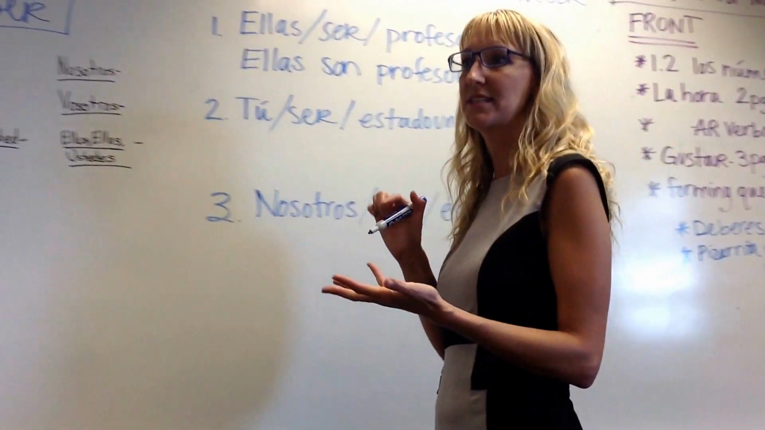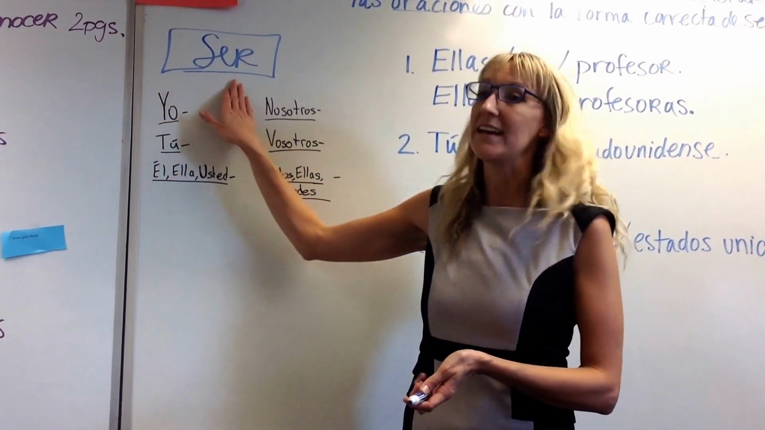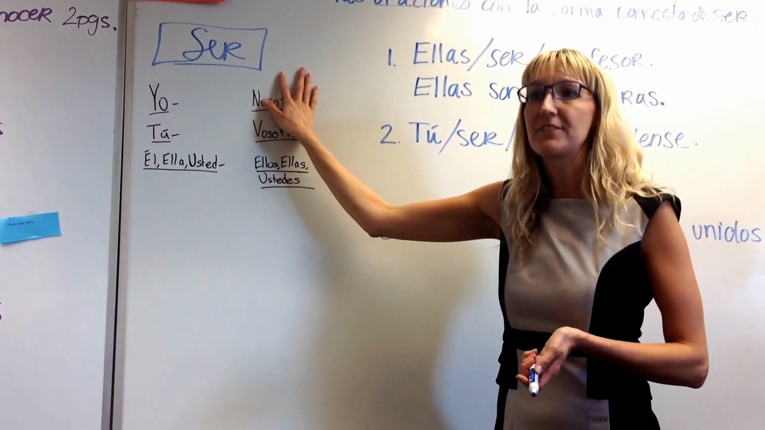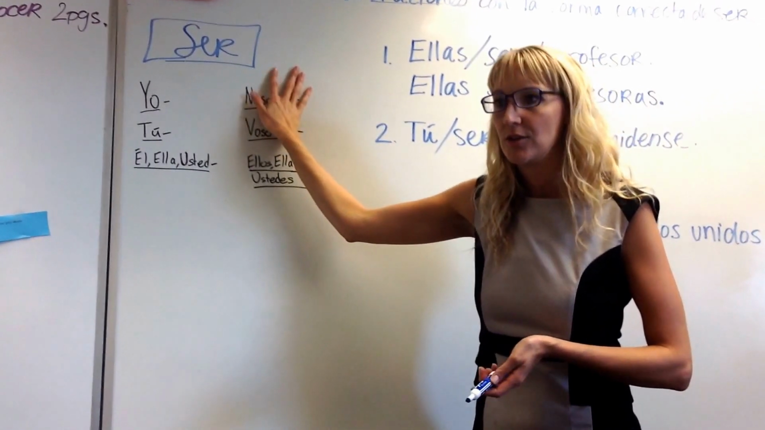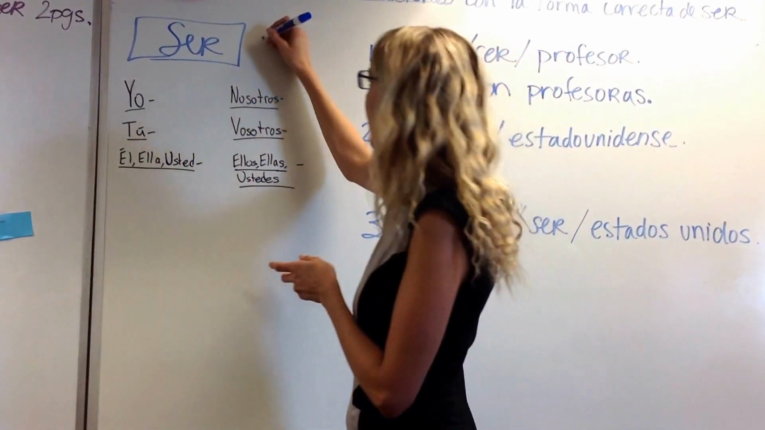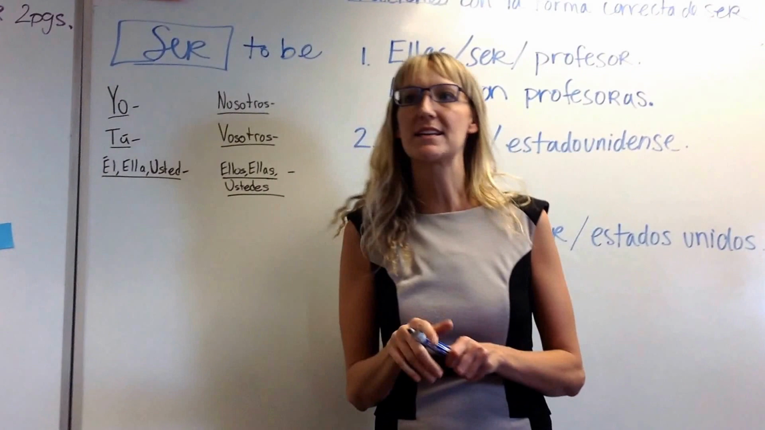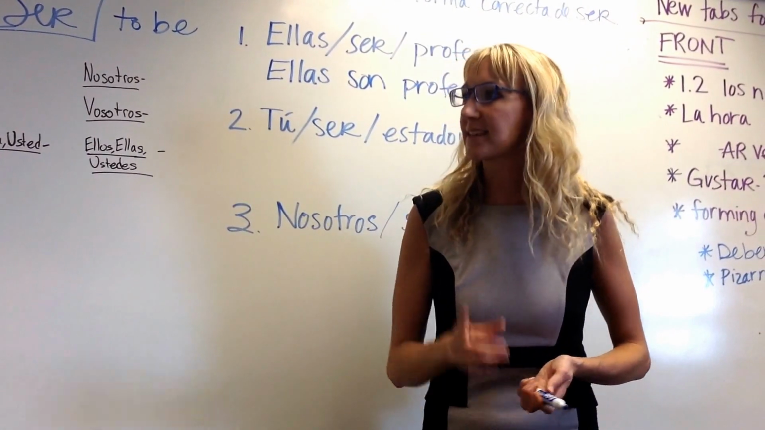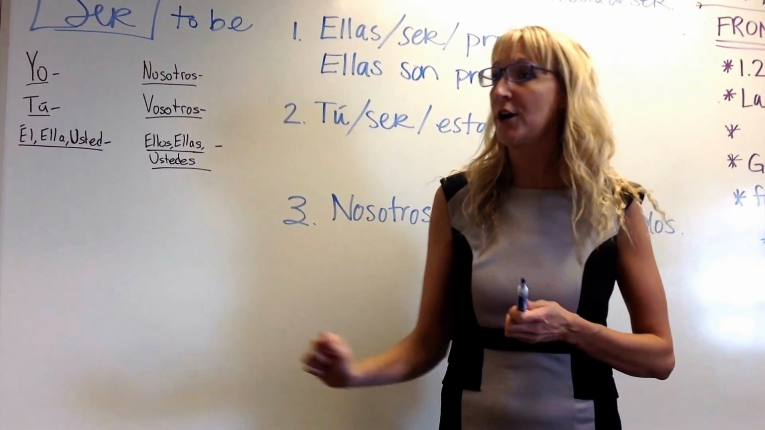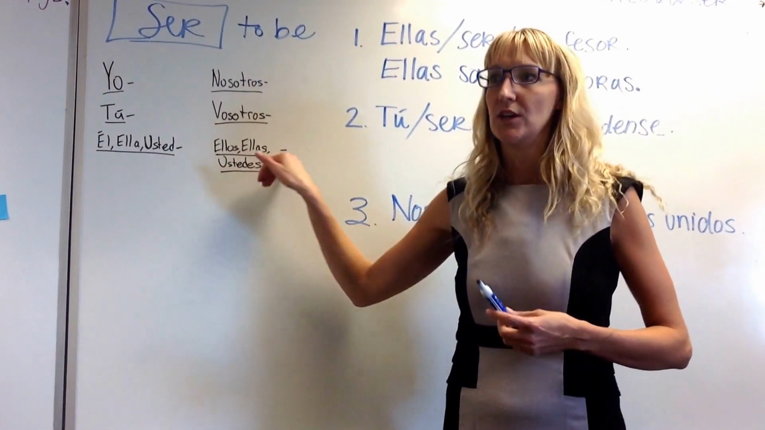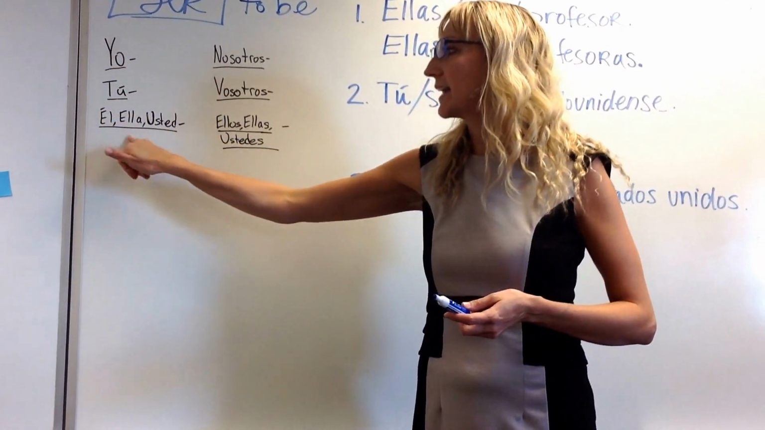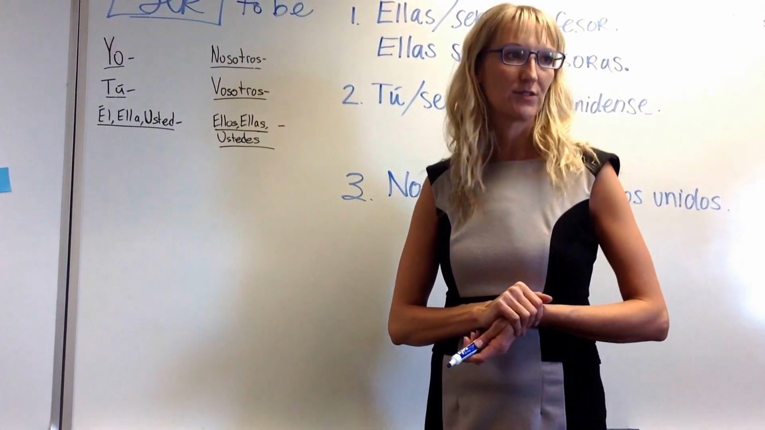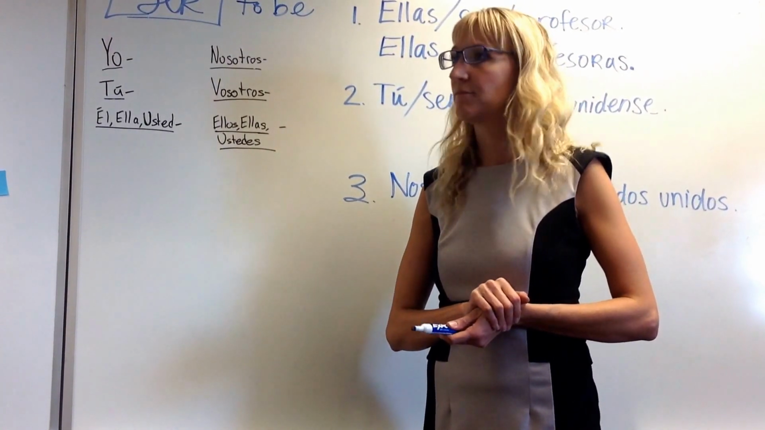So whenever we conjugate a verb, ser or any other verb, you write out the infinitive and then you do what? What do you do next? What does this infinitive mean? You define it. What does ser mean? To be. Good. So write down ser is to be on your paper. That's the first step always when you conjugate a verb. The second step is to write out your personal pronouns. So write out yo, tú, él, ella, usted, nosotros, vosotros, ellos, ellas, and ustedes. Okay?